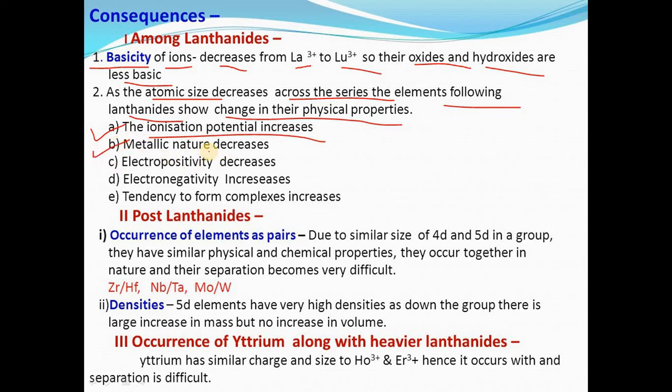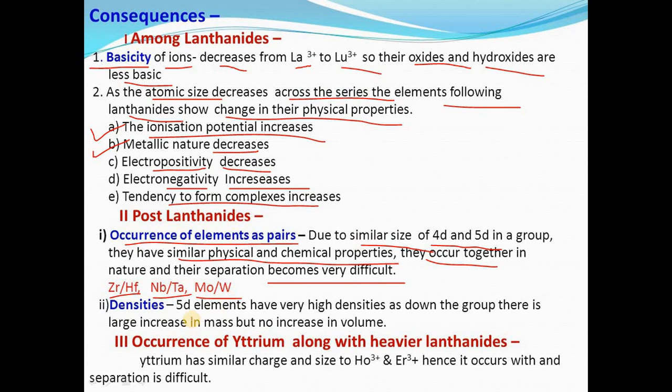Then metallic nature decreases, electropositivity decreases, electronegativity increases, and the tendency to form complexes also increases from lanthanum to lutetium. Then in the case of post-lanthanides, that is, first occurrence of elements as pairs, chemical twins, due to similar size of 4d and 5d in a group, they have similar physical and chemical properties. They occur together in nature and their separation becomes very difficult. So these are the chemical twins: zirconium, hafnium, niobium, tantalum, and molybdenum, tungsten.